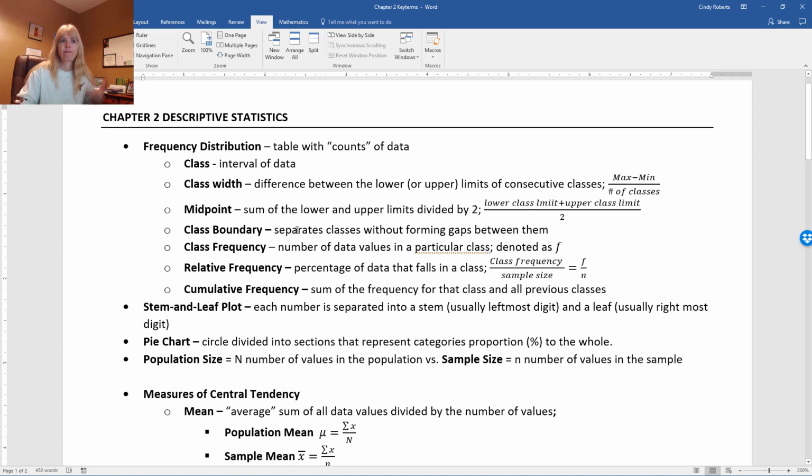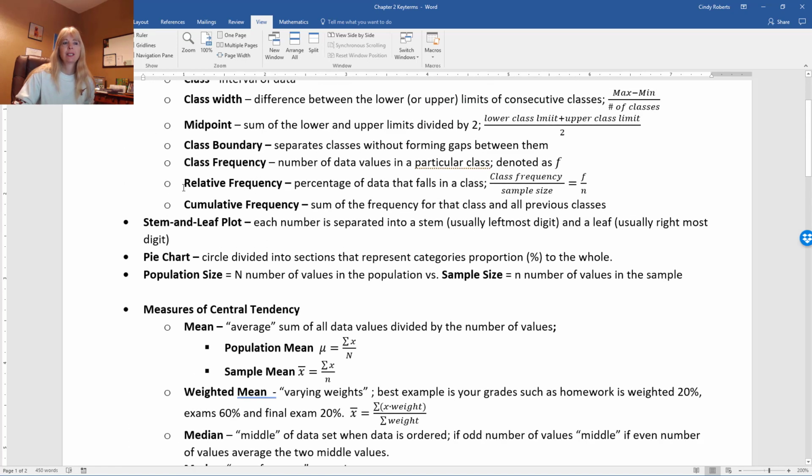Let's say that you start at 50. We'll go back a little bit to 49.5. So in other words, we're trying to make it look like there's no gaps in between the data. Frequency, again, is a count, and typically you'll see it with that little f.